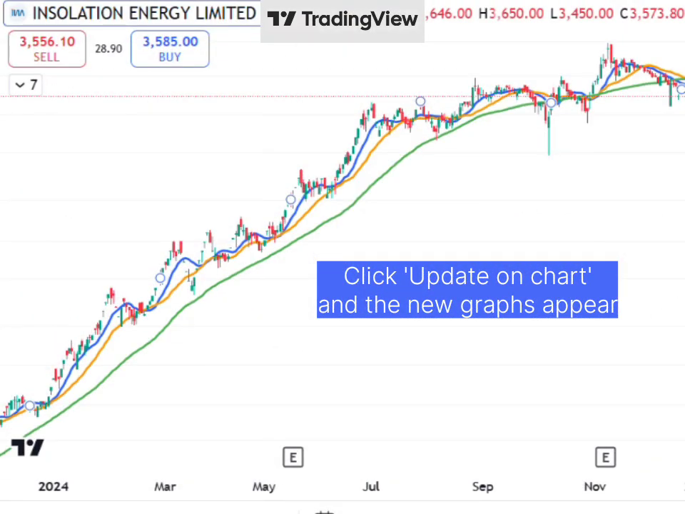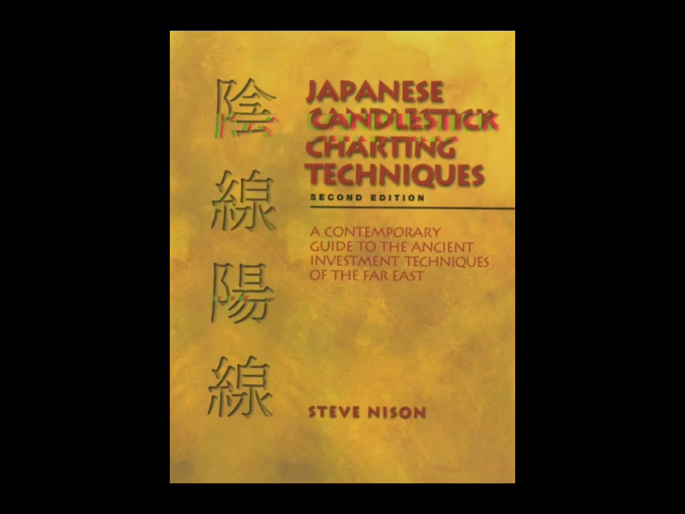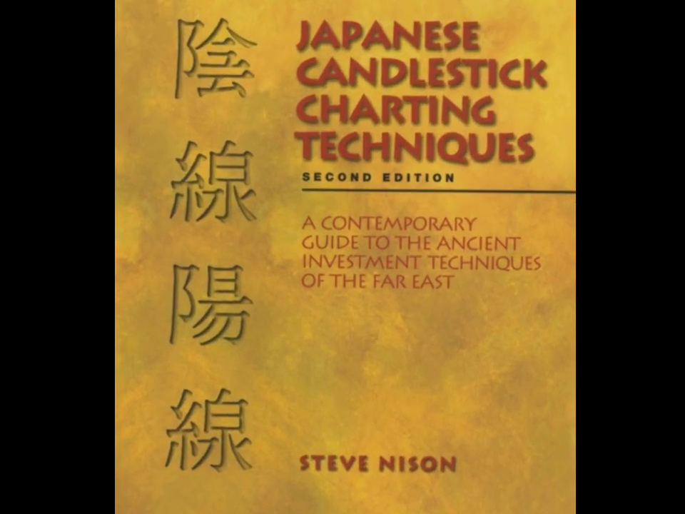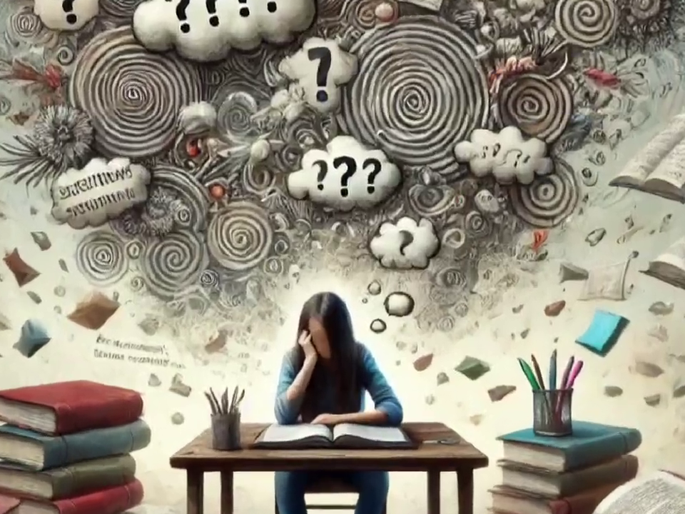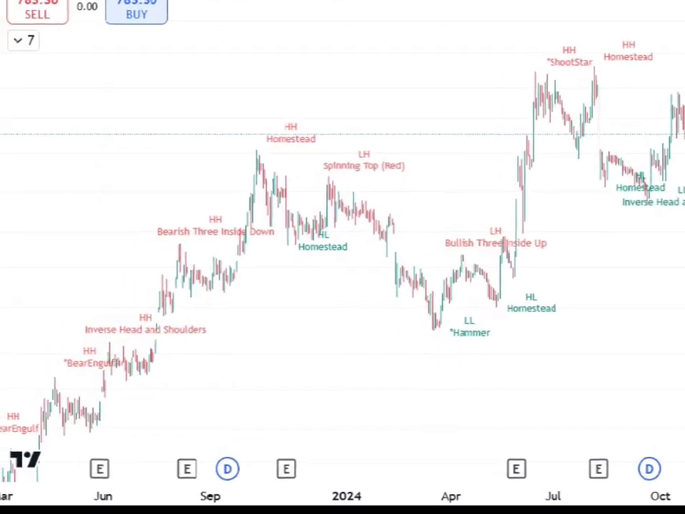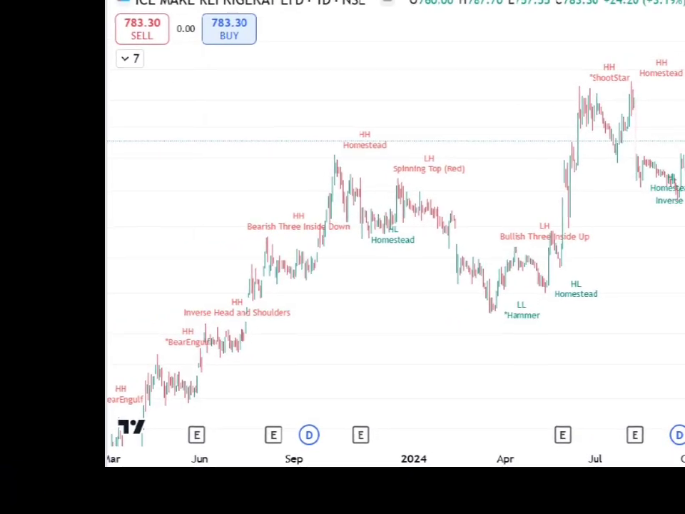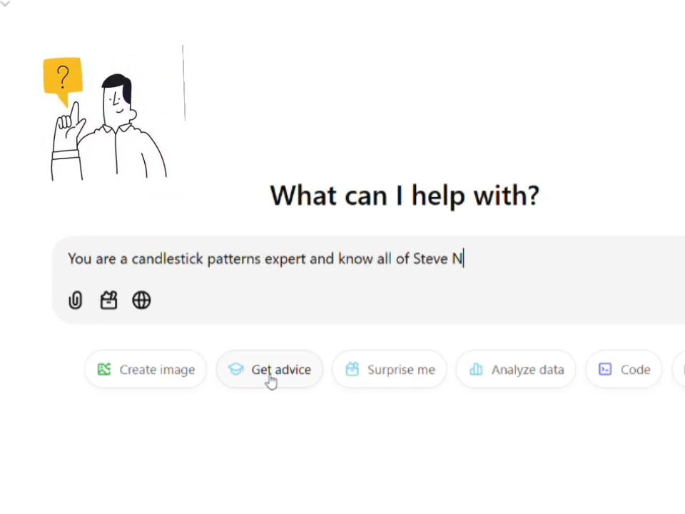Let's move on to the next level of PineScript I created with ChatGPT. Having read Steve Nison's book on candlesticks, I wanted to use them in my trading, but could never remember them easily, despite many attempts to memorize them. So, I created a PineScript that labels 50 important candlestick patterns on the TradingView chart. Let's create the same one using simple steps on ChatGPT.